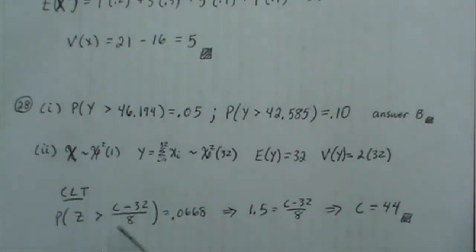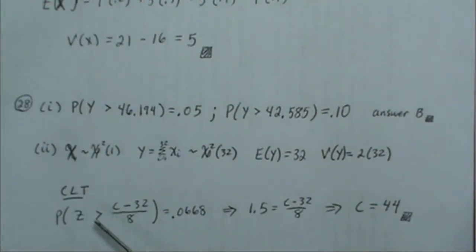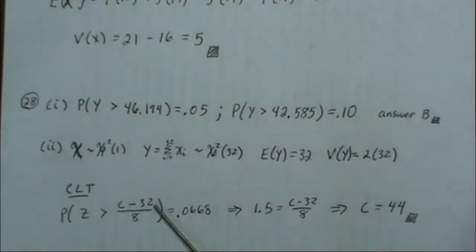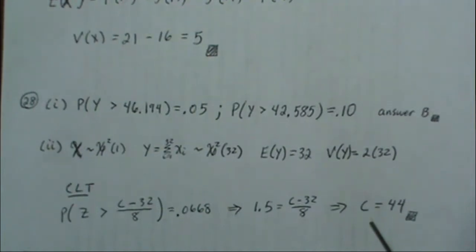So if we let, we're given that Y is greater than C. So if we subtract the mean and divide by the standard deviation to both sides, then we get a Z statistic, and we know the problem says that it equals this. So then when you're looking in the back of the book for a standard normal, it implies that this value, or the Z that's greater, has to be 1.5. So 1.5 equals this quantity. You solve for C, which is 44.